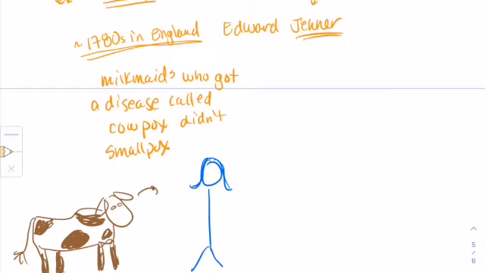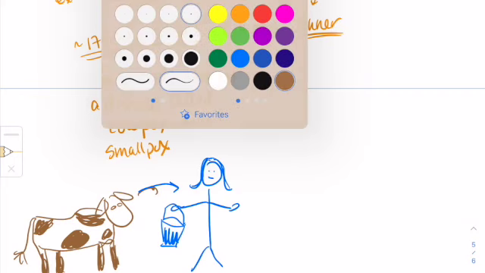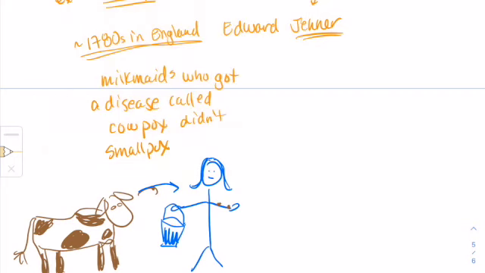There's their little milkmaid hat. And we'll let her carry a bucket of milk. Okay, they'd get cowpox from the cow. I'll put a little spot on there from the cow. And the thing is, they would get cowpox.